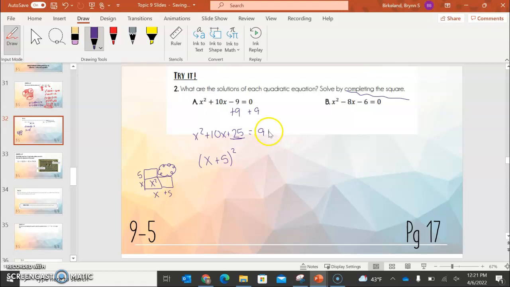But if I add 25 to this side, I must add 25 to this side. And that would give me 34. Solving this, I would square root both sides and have x plus 5. Don't forget the plus minus the root 34. And my solutions would be, if I subtract 5 from both sides, negative 5 plus the square root of 34 and negative 5 minus the square root of 34. Again, these will come out to decimals, but if we graphed this original quadratic, it would cross at negative 5 plus root 34, which will be a decimal, and negative 5 minus square root of 34.